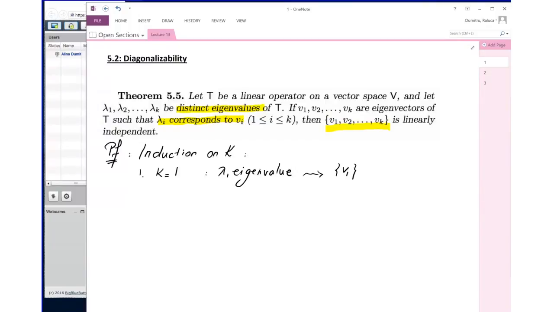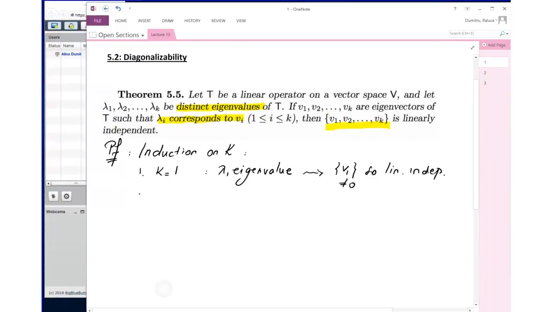So when is a set containing a single vector linearly independent? If the vector is non-zero, right? My vector is an eigenvector, so by definition, it has to be non-zero, right? All right, so we're done, right? So step 1, a single eigenvalue will form that set that is independent. So step 2, now let's say that the theorem holds for k minus 1 distinct eigenvalues and the corresponding eigenvectors.